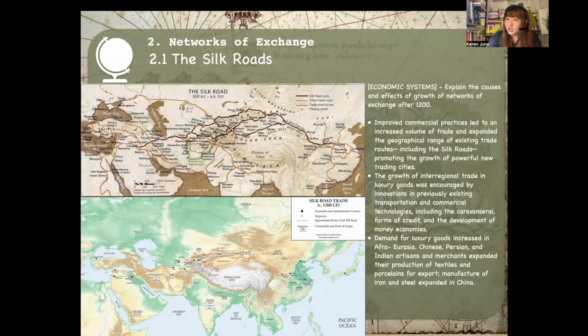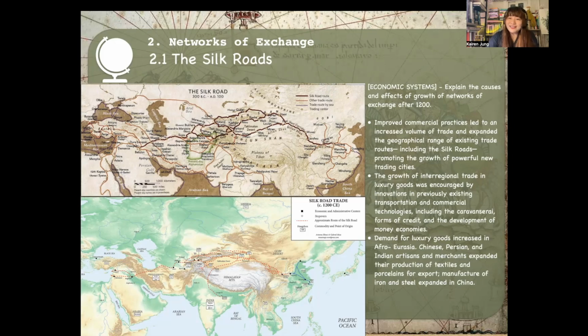So here we see the Silk Road. It's an ancient trade network. And the map above is a map that spans 300 BC to AD 100, the Silk Road. And then after 1200, we see the Silk Road trade persisting for over 1,500 years and only growing, which is a remarkable thing. We're going to see especially that the Mongols played a large part in the upkeep of these Silk Roads.